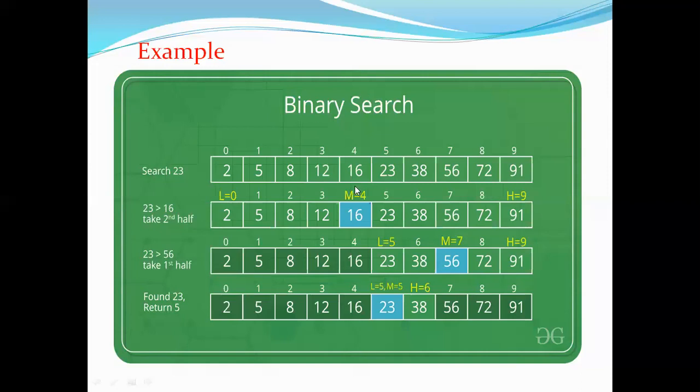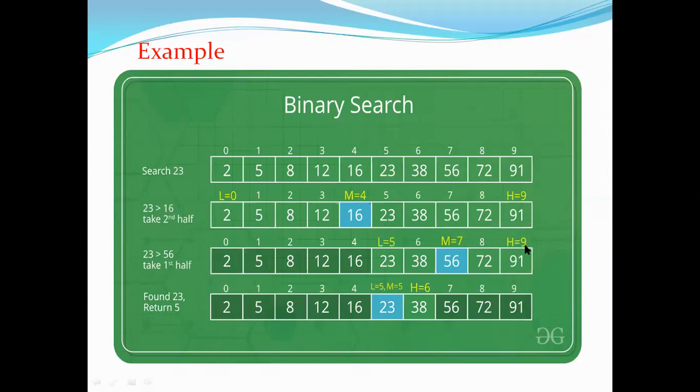So the middle element is at the 4th position. What is the 4th position element? 16. Is 16 equal to 23? No. Then we check whether the key element 23 is greater than or less than the middle. Key 23 is greater than 16, so change low equal to middle plus 1. Initially low is 0; now low becomes 4 plus 1, which is 5.